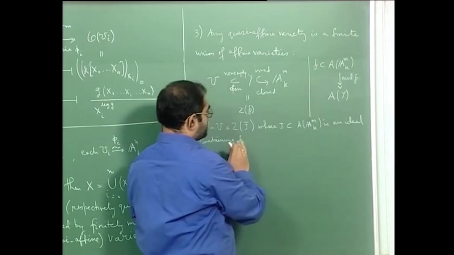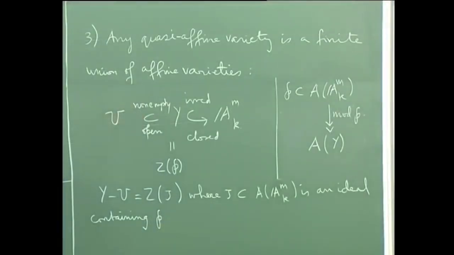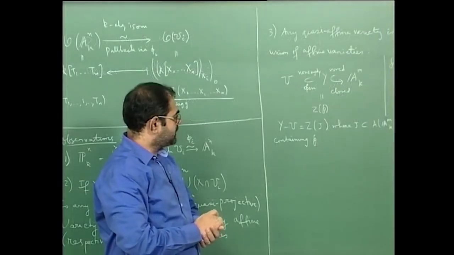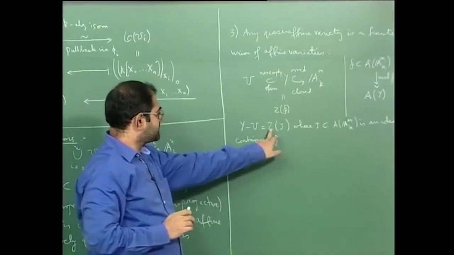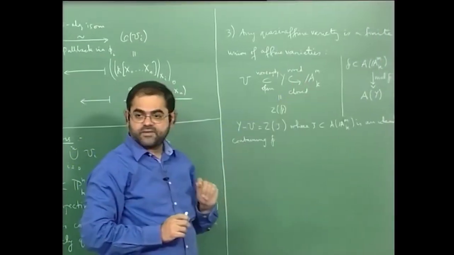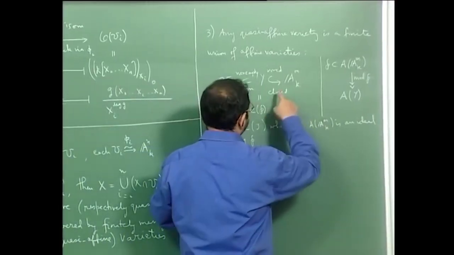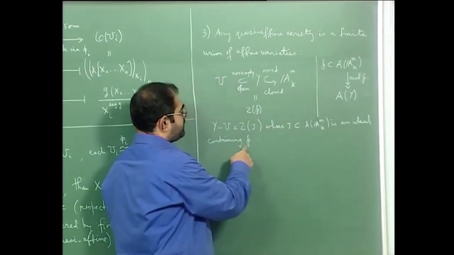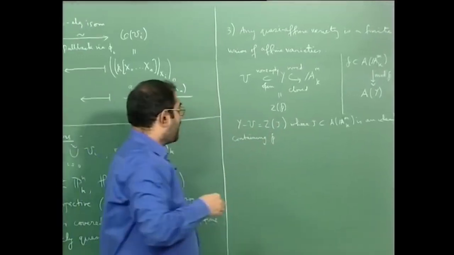So in fact, maybe I should not put J bar, I should simply put J, okay. Just put J, it will be the zero set of J, and if you consider it as a zero set in the full affine space, okay. And of course J will be an ideal which will contain P, because Z_J is contained inside Z_P, okay.